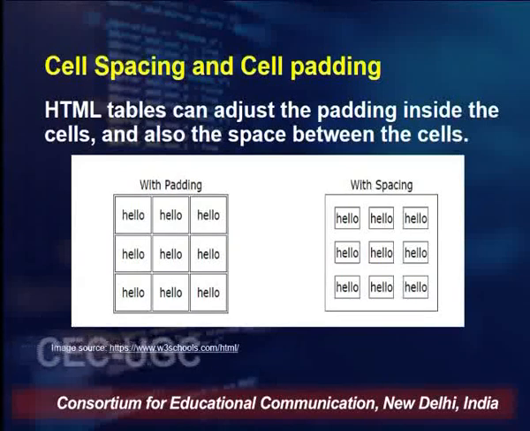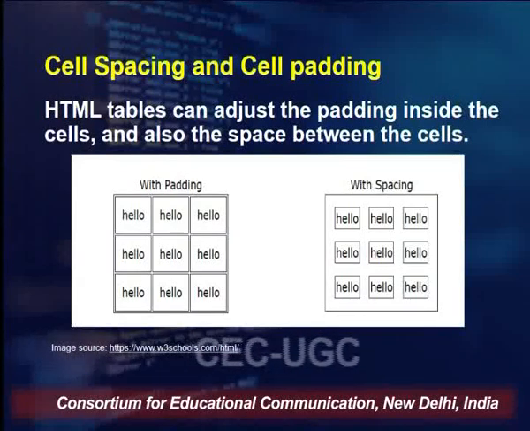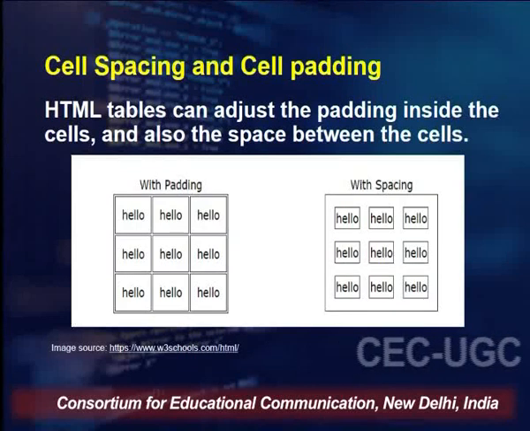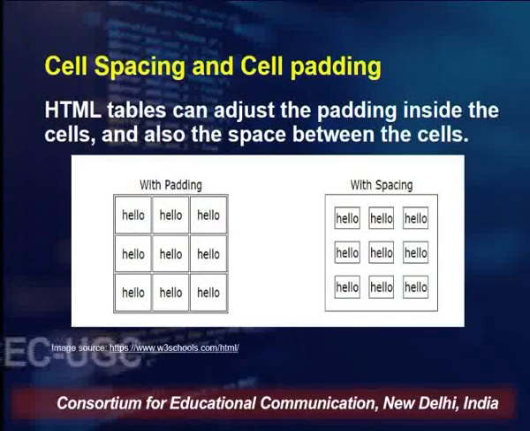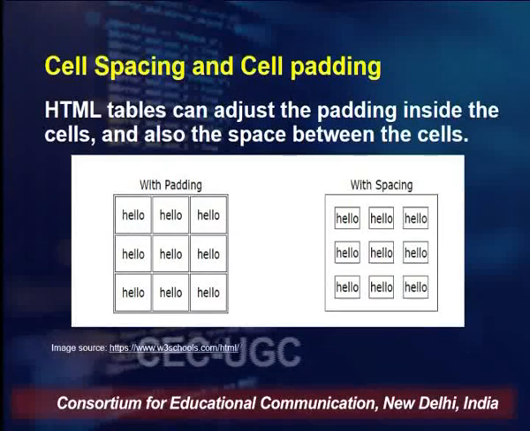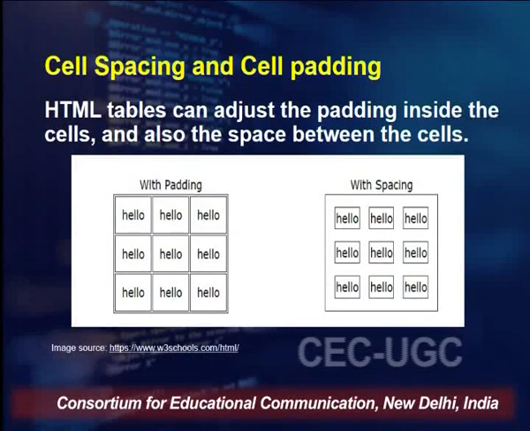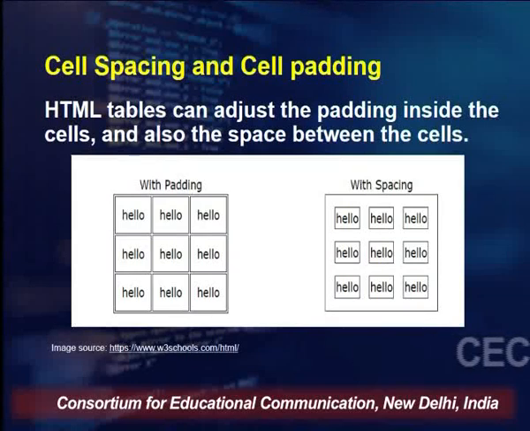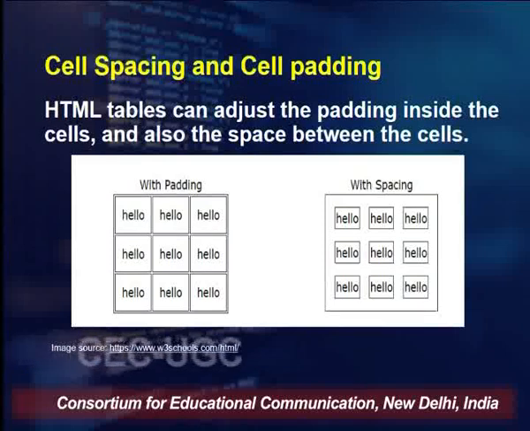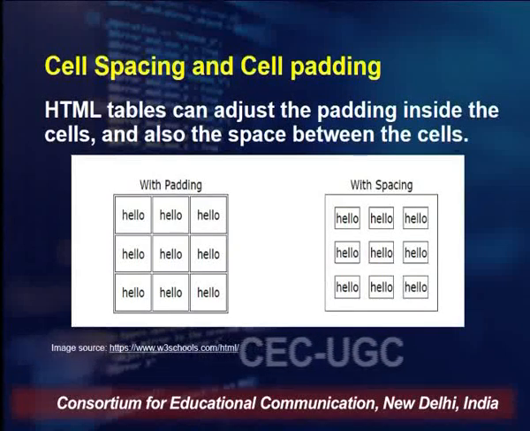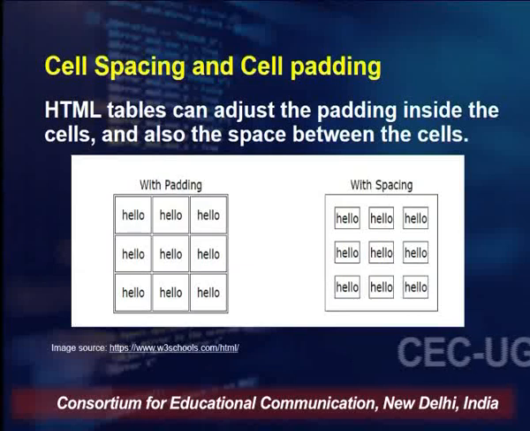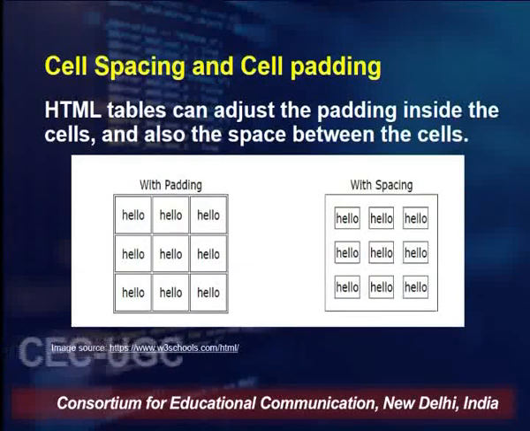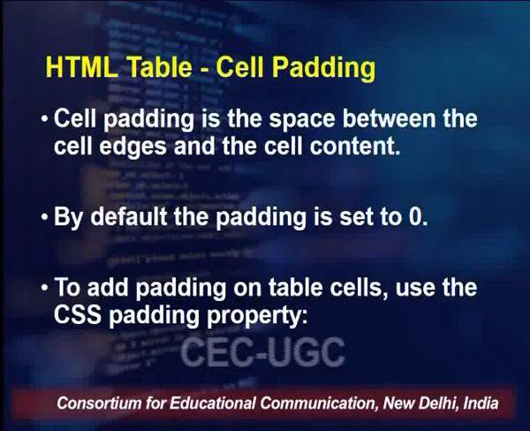But if you want to see it with padding, please have a look on the other side of the screen. That is going to give a space between the content and the border of the cell. So cell padding and cell spacing are two attributes which sometimes we need to control, and in order to control them, we can supply the values of these attributes.